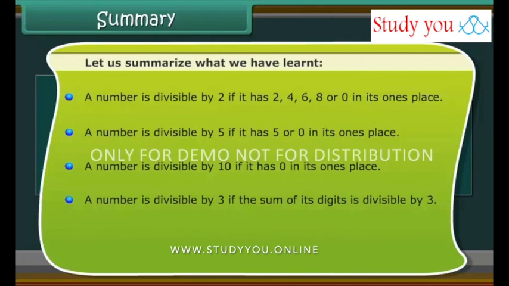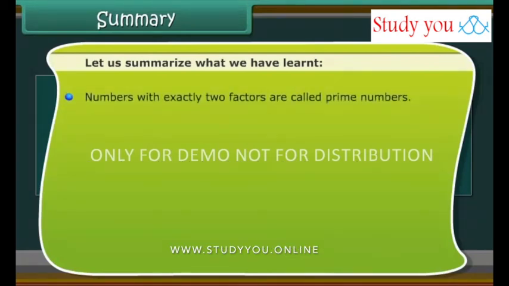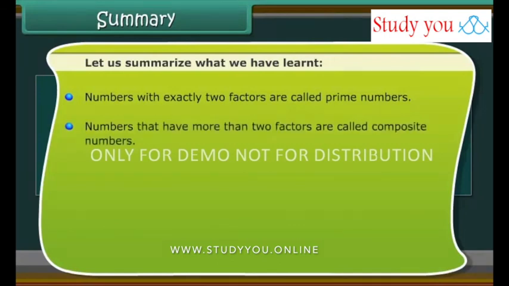A number is divisible by 3 if the sum of its digits is divisible by 3. A number is divisible by 11 if the difference between the sums of digits at odd and even places is divisible by 11. Numbers with exactly two factors are called prime numbers. Numbers that have more than two factors are called composite numbers. 1 is a unique number.